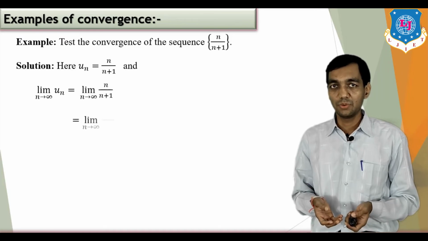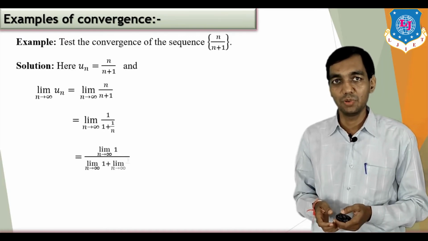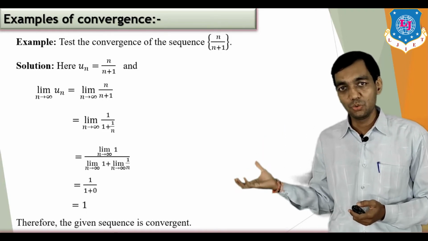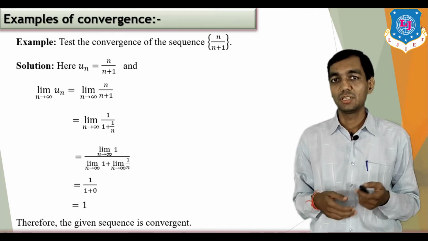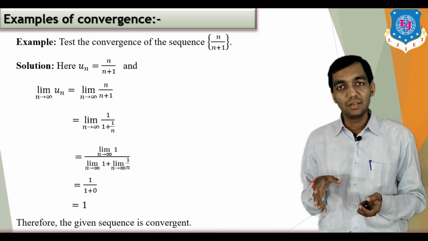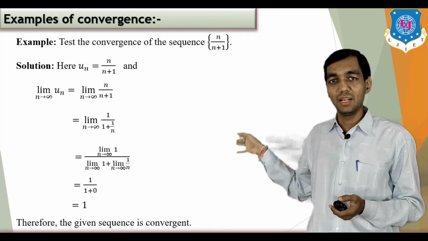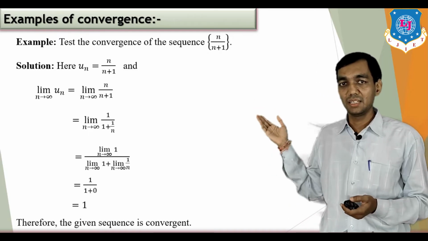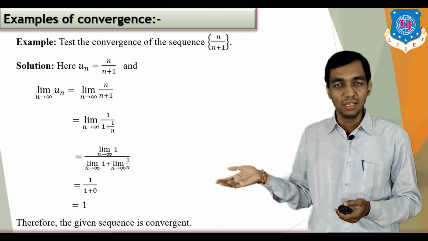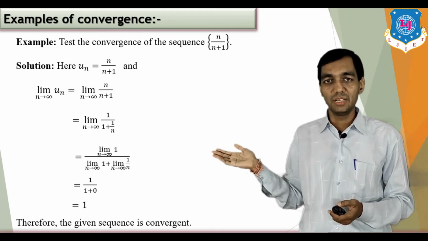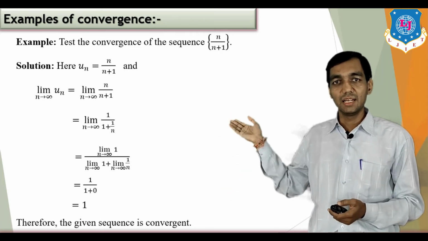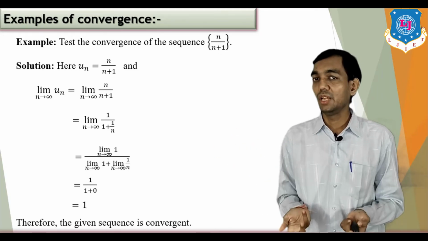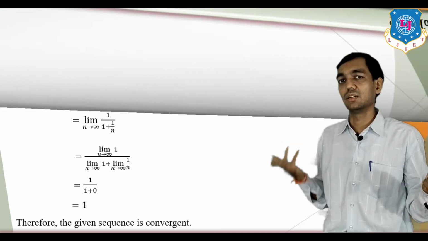The first example: we are going to test the convergence of the sequence n upon n plus 1. Here u_n is n upon n plus 1, and we apply the limit to u_n because we have to test the convergence. Divide numerator and denominator by n, and that gives limit n tends to infinity of 1 upon 1 plus 1 by n. Applying the properties of limit, you get 1 upon 1 plus 0, which is 1, a finite unique limit. That's why this sequence is convergent.